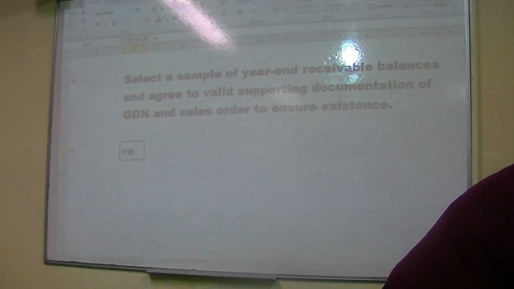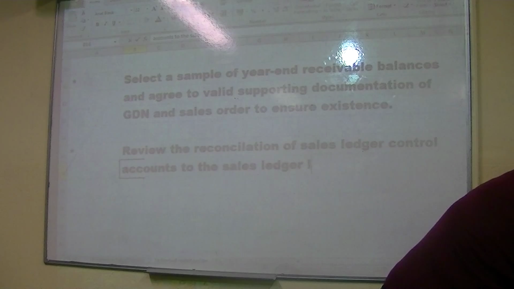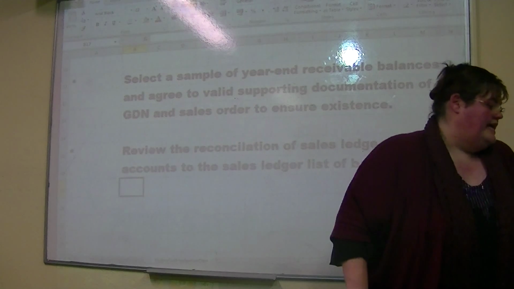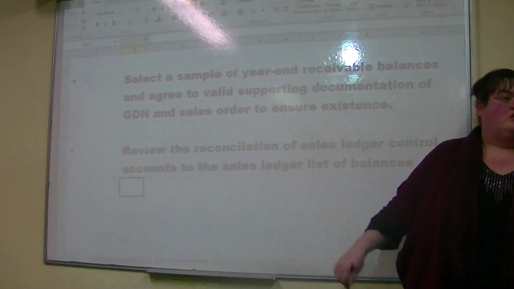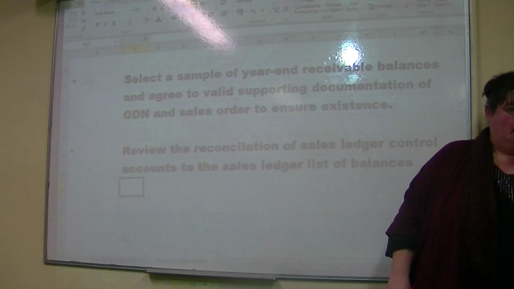Review the reconciliation of sales ledger control accounts to the sales ledger list of balances. That's something you'd always do when you're doing your receivables and your debtors.